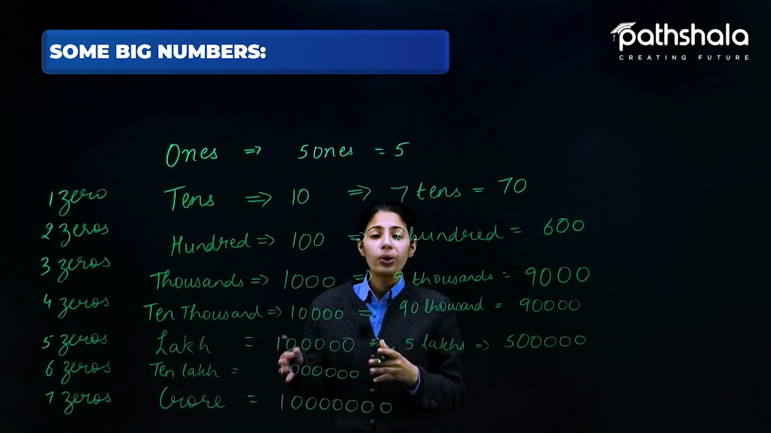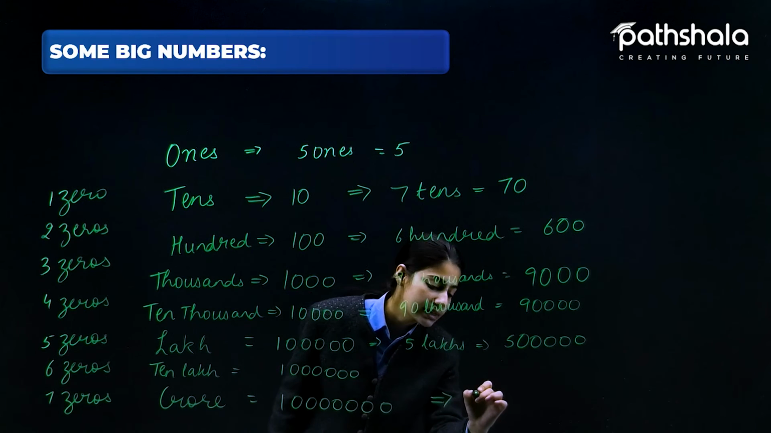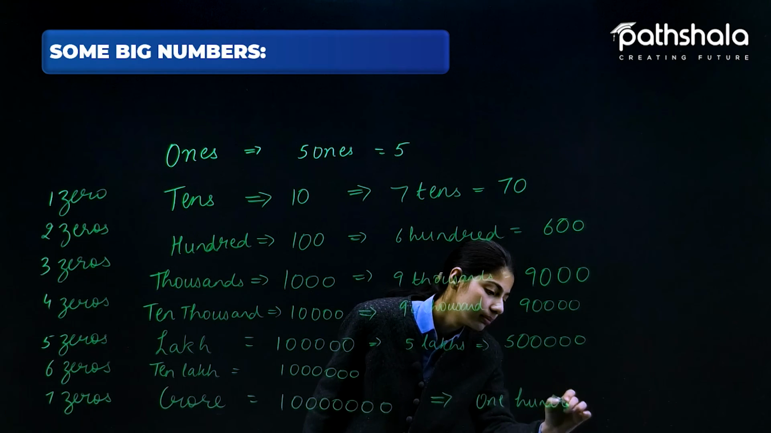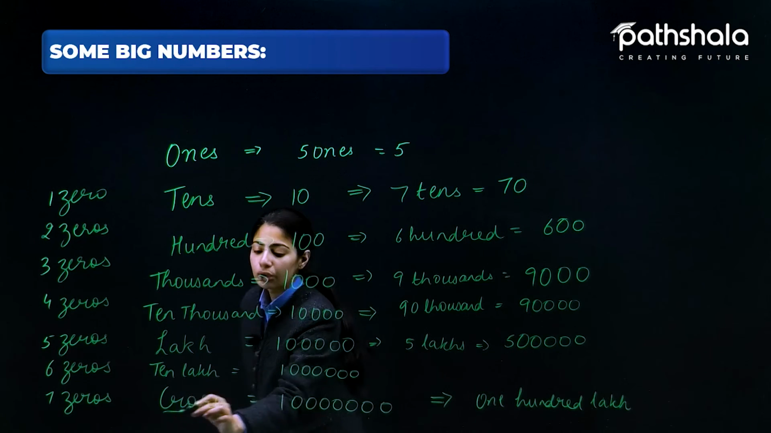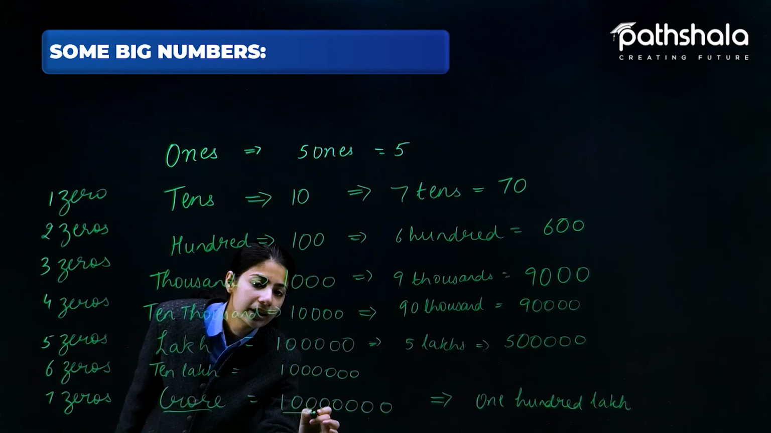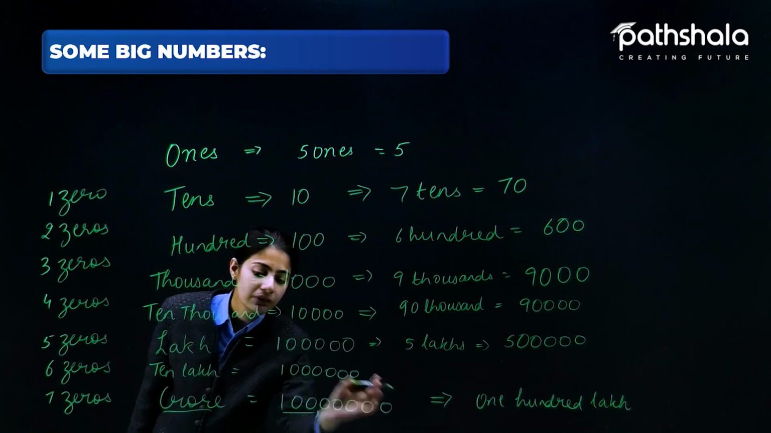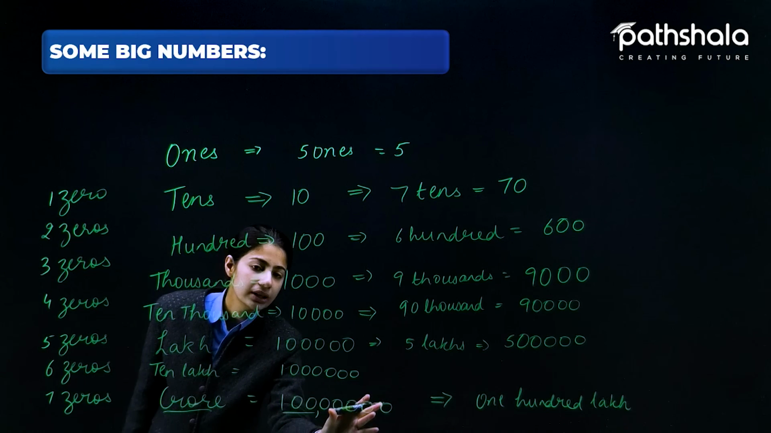And crore can also be written as 100 lakh. So we call crore a 100 lakh. So this is 100 and 5 zeros, 1, 2, 3, 4, 5. So crore is also called 100 lakh.